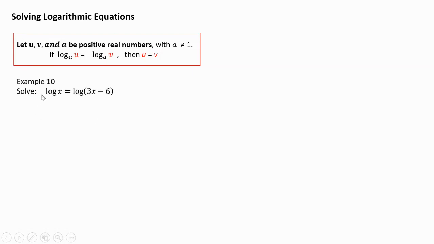Example 10, right? If there's no base, we know it's base 10. I believe I went over that last week. When you don't have a base, it's base 10. So this is log base 10 of x equals log base 10 of 3x minus 6. By applying the rule, the single log with the same base, the x must equal 3x minus 6.